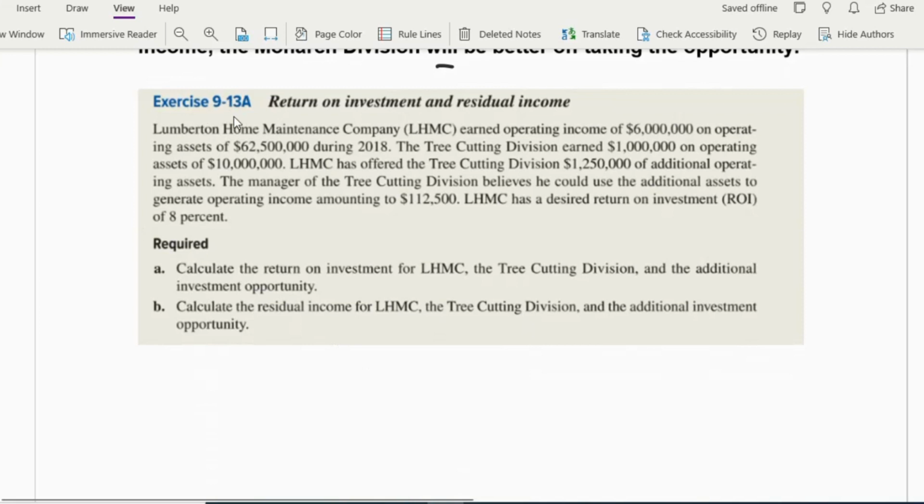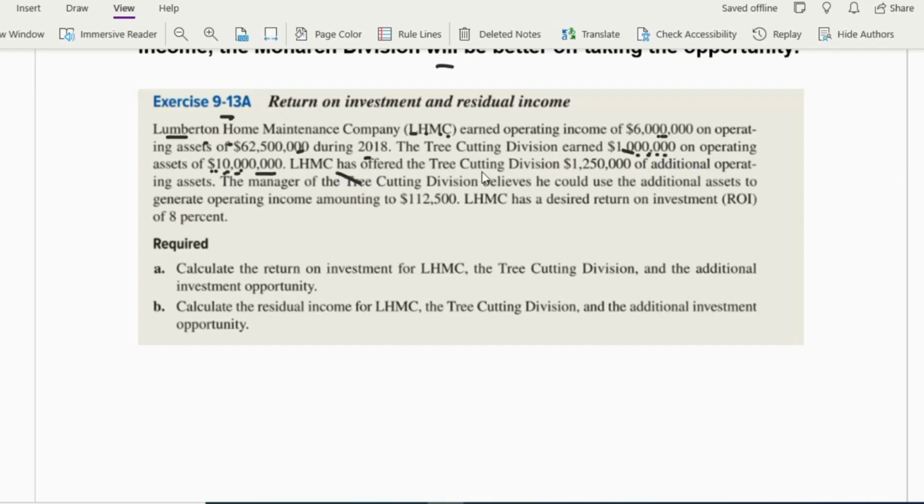Next one is exercise number 9-13. Lumberton Home Maintenance Company, abbreviated LHMC, earned operating income of $6 million on operating assets of $62,500,000 in 2018. The tree cutting division earned $1 million on operating assets of 10 million. So 10 million were their operating assets and 1 million was their operating income.